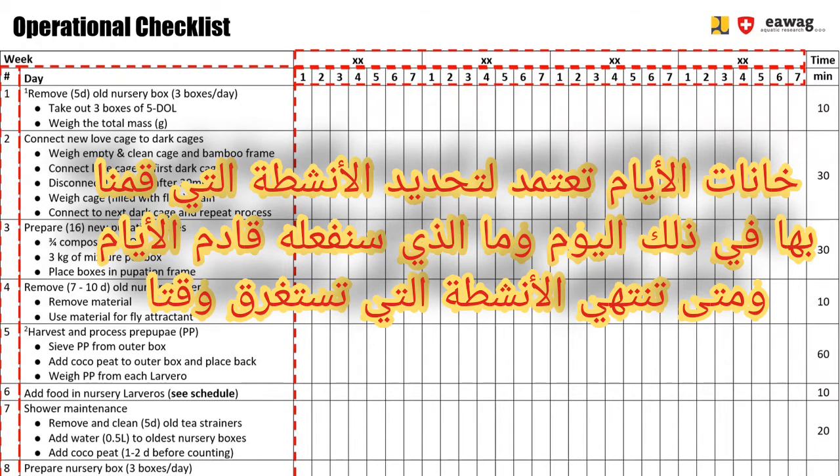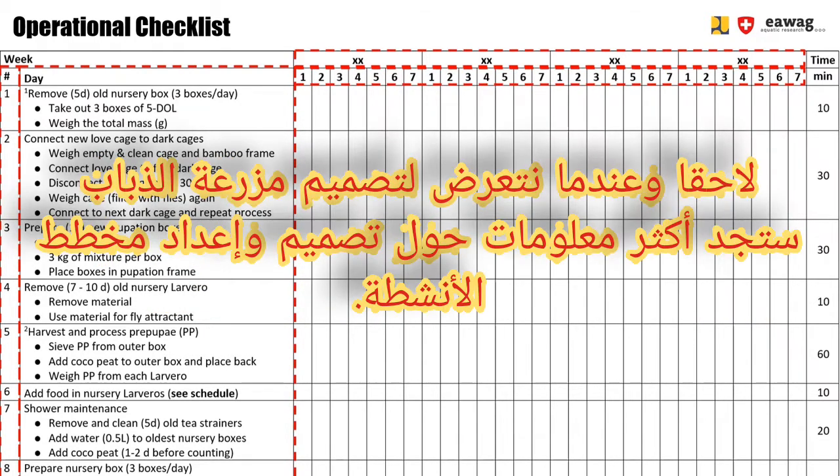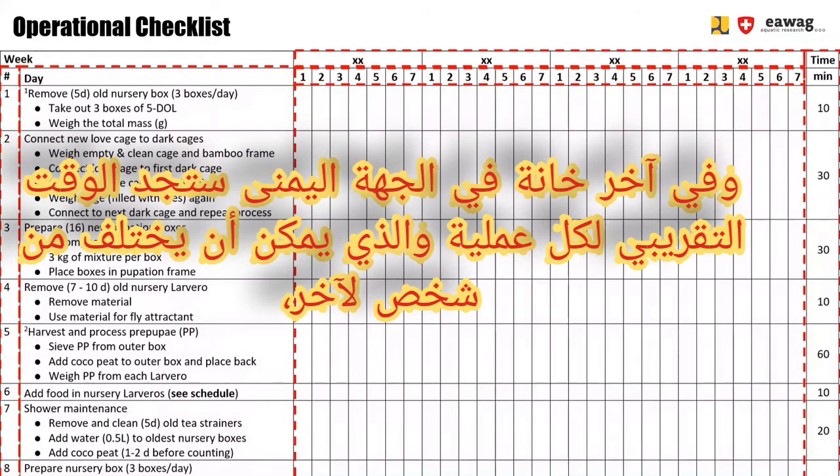Later in the module for planning and designing the BSF facility, you'll find more information on how to prepare an operational checklist yourself and how to design the checklist for a certain scale of operation that you are planning. In the last column of this overview, you'll find the time allocated for each operation, which is only indicative. This means that this is the value that we found running the operation at our site, and for you, this could be a different value.